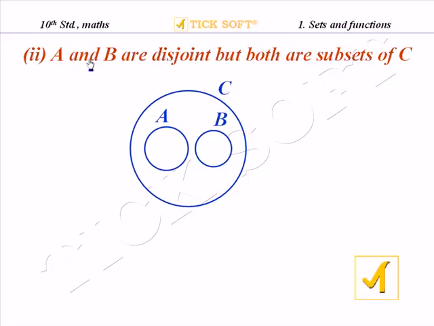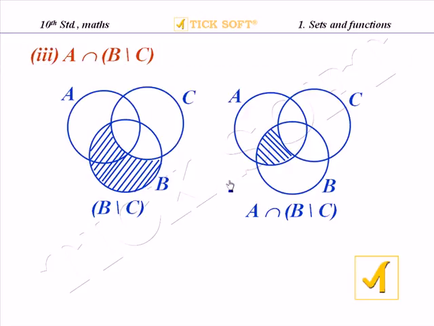A and B are disjoint, but both are subsets of C. So here it is given that A and B are disjoint sets. Disjoint sets means there will not be common elements. So you have to draw like this, A separately and B separately. And both are subsets of C, given. So you have to take C, and inside that you have to draw A and B, because both are subsets of C. Subsets means inside C you have to draw these two.